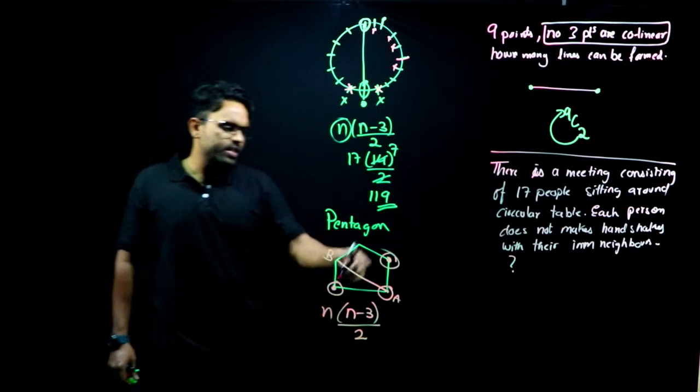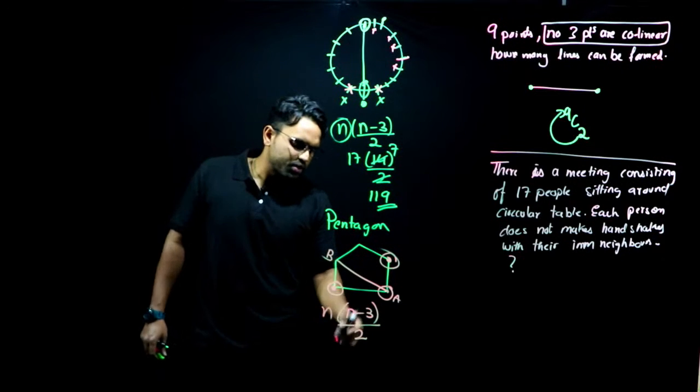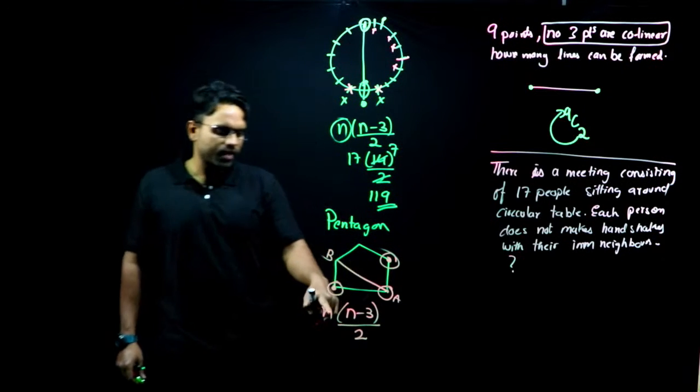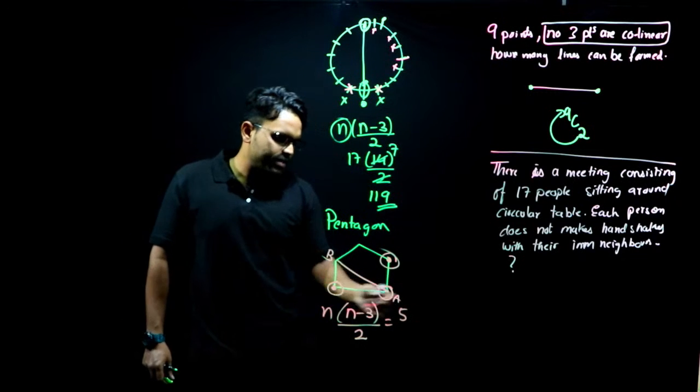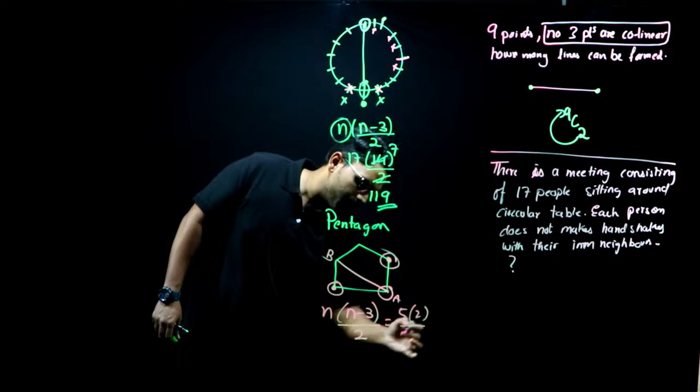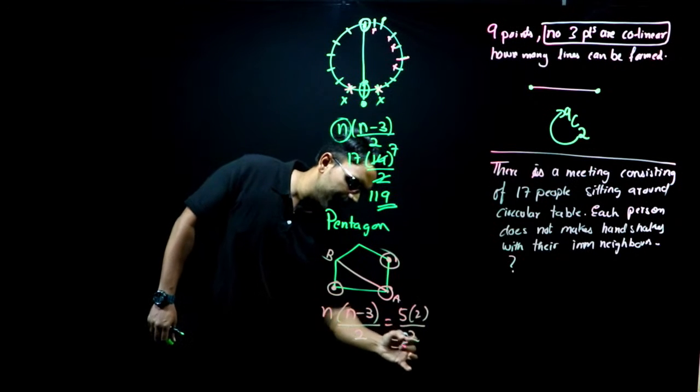So how many diagonals does a pentagon have? Just substitute 5 here. If I substitute 5 here, what will I get? 5 into 5 minus 3 is 2. 2 divided by 2, the 2s cancel. I have 5 diagonals.